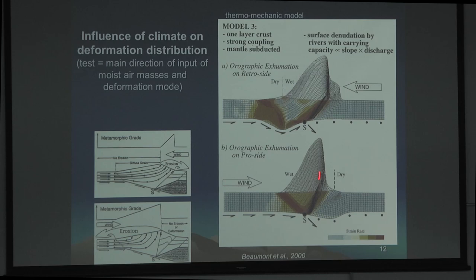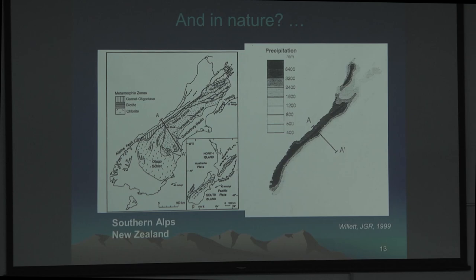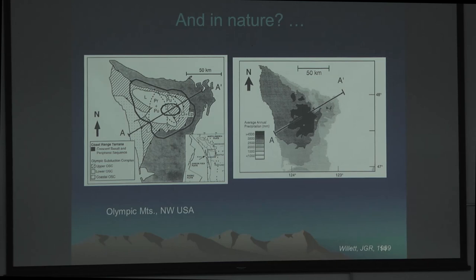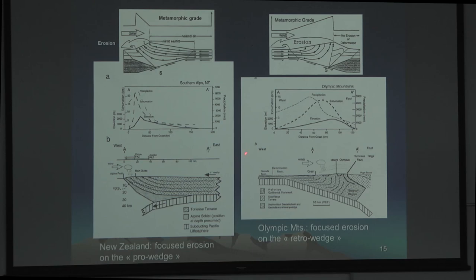And it was proposed to explain, for example, or to see in nature, the difference between the Southern Alps, where you get a subduction and the material coming from the east to the west, and the moisture coming mostly from the west. Whereas in the Olympic Mountains, in North America, you have Seattle here, and this is Washington State, and here Canada. So in the Olympic Mountains, it's a reverse situation. The Cascadia is built by the shortening due to subduction from west to east, and the moisture is coming also from west to east.